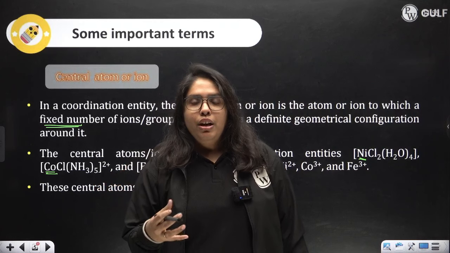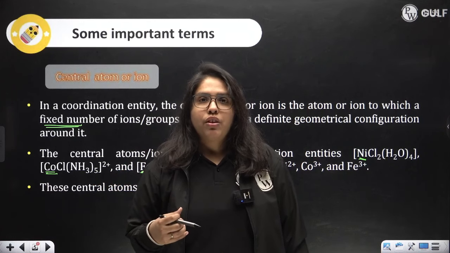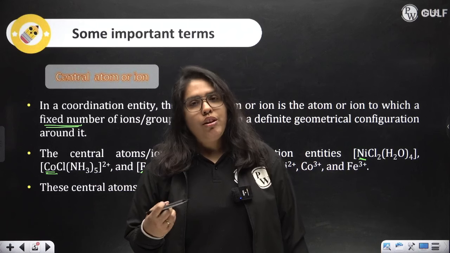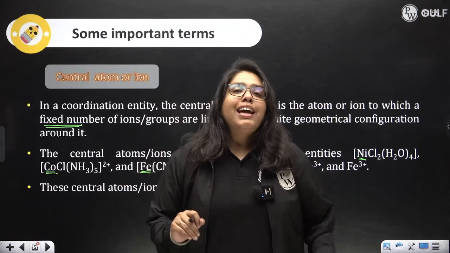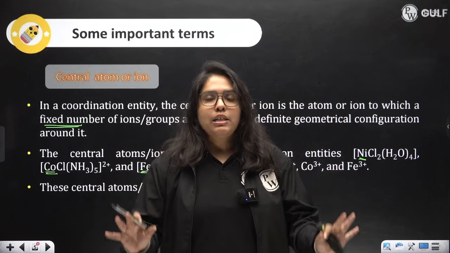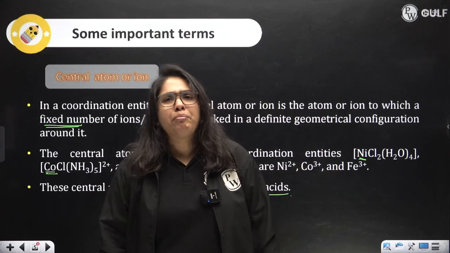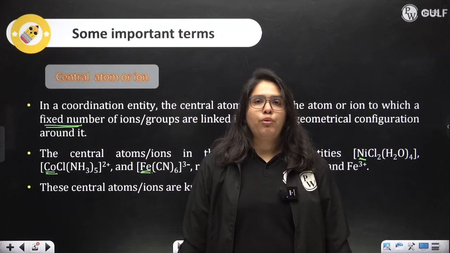compound. When I say ionic compound, what comes to your mind? Ionic bond. Covalent compound, covalent bond. Coordination compound, coordination bond. There is a coordinate covalent bond that is present. Now, what is this coordinate covalent bond, ma'am? Coordinate covalent bond is a special type of covalent bond.